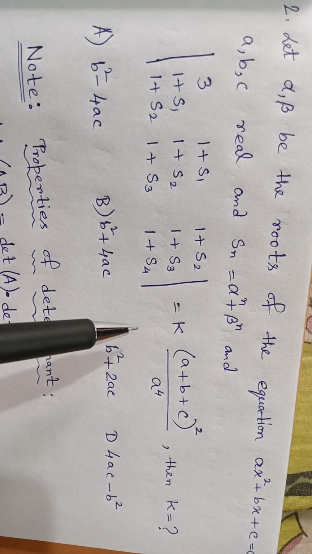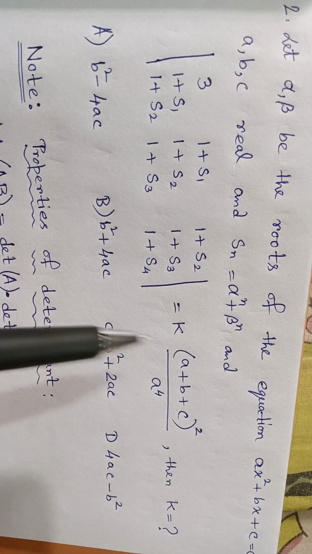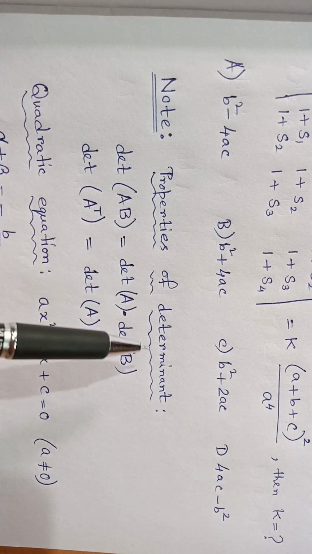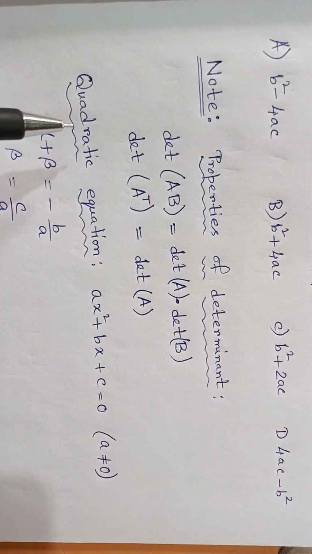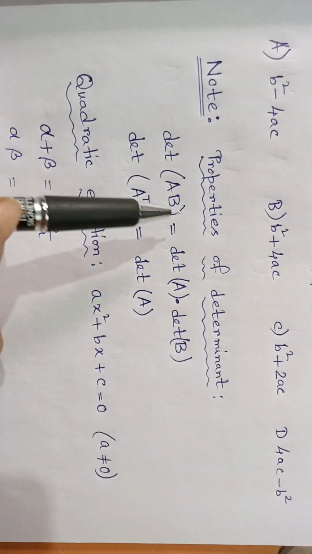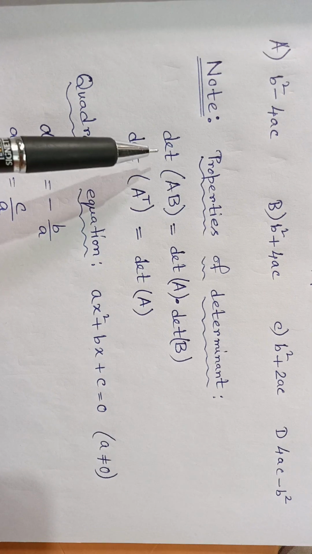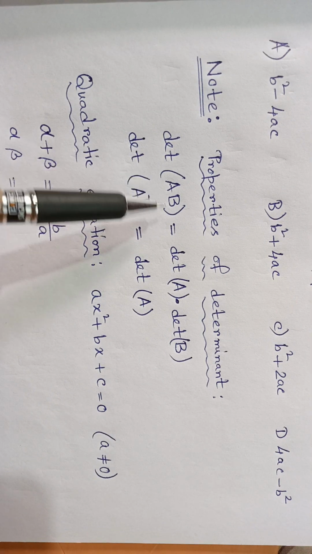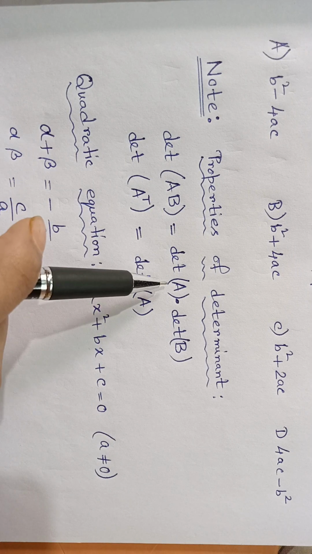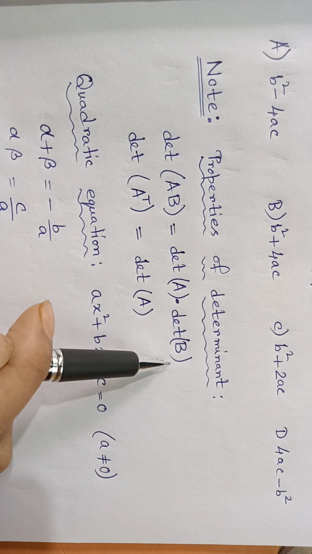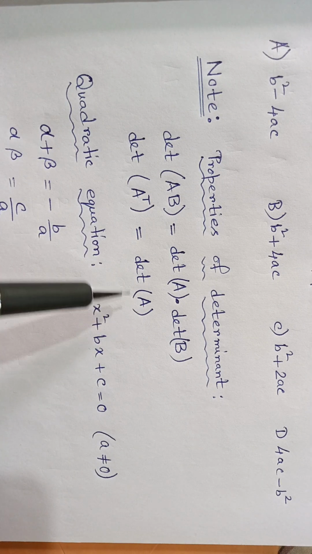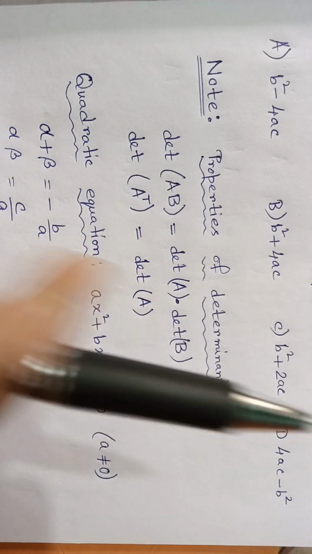Now to solve the sum, we need the basic requirements: first one is properties of determinant and the second requirement is quadratic equation. We have to know about this. So first, the properties of determinant, that is determinant of AB, where A and B are two matrices, will be determinant of A into determinant of B, and determinant of A transpose will be determinant of A. So we have to use these two properties to solve this sum.